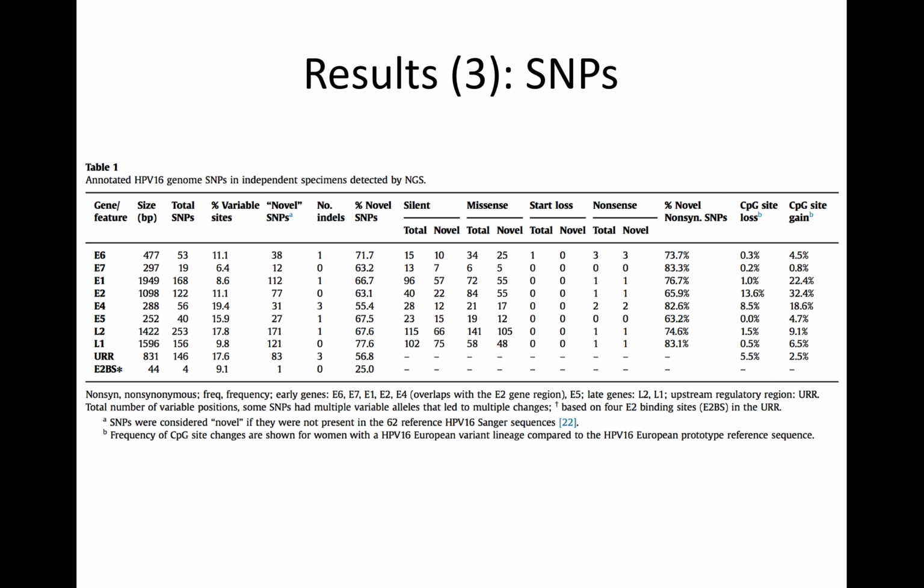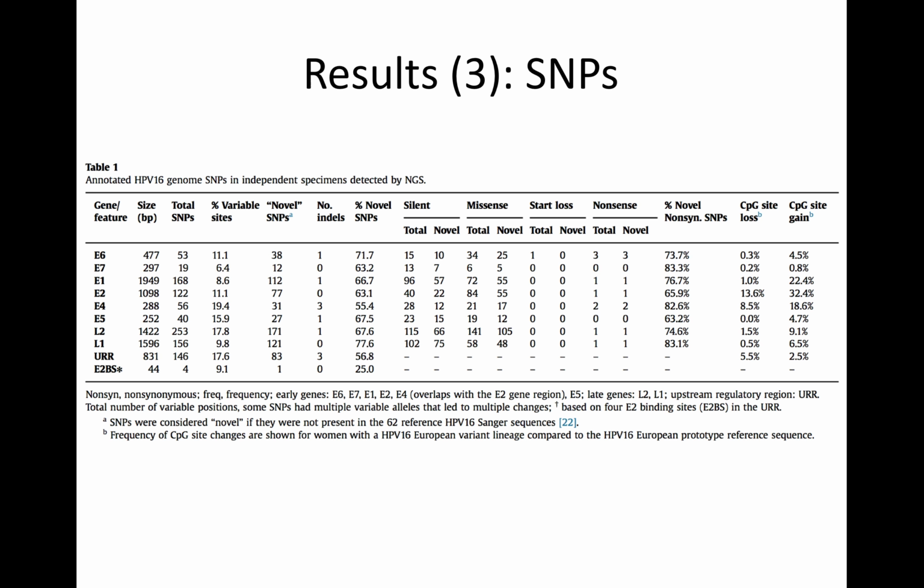This table details the 961 SNPs detected in this study. The group compared their results to 62 previously sequenced HPV genomes in a paper that used Sanger sequencing and found that of their 961 SNPs, 642 were new or novel. 55% of these novel SNPs were actually code changing. Changes in CpG sites were also documented.